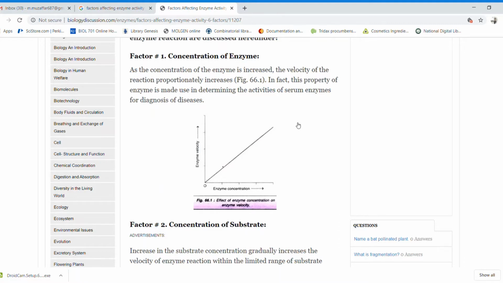Beginning with the first one, that is the concentration of the enzyme. As you can see, as the concentration of the enzyme increases, the velocity of the reaction also increases in a proportionate way. So the greater the number of enzymes, the greater the enzyme substrate complex. So as the concentration is increasing, the enzyme velocity will also increase. It depends on the concentration of the substrate as well.